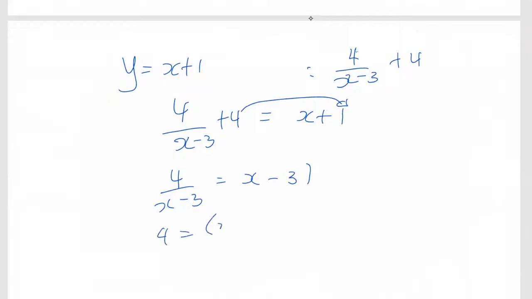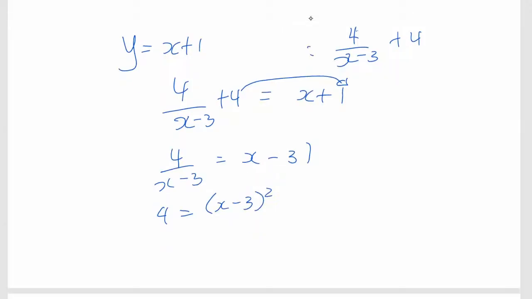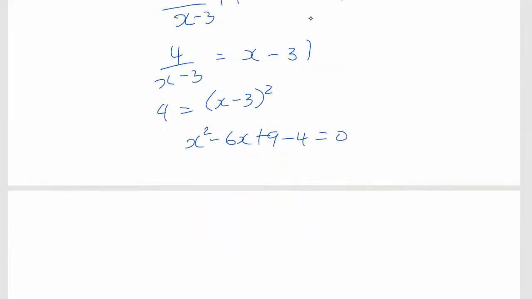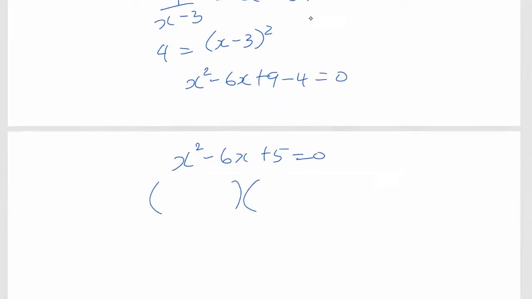4 should be equivalent to (x − 3) squared. Open it up and let's solve for x. So that's going to be x squared minus 6x plus 9. Remove the 4 to that side to give us a 0, meaning that x squared minus 6x plus 5 should be 0. Getting the factors of this, I'm going to have (x − 5)(x − 1) equal to 0, meaning that x is either 5 or x should be 1.